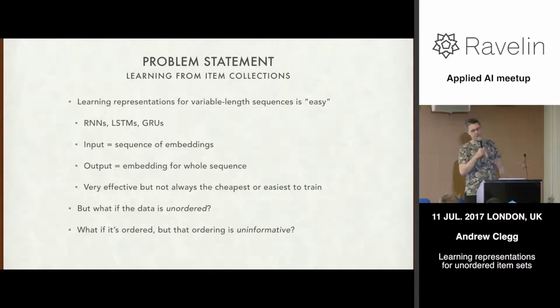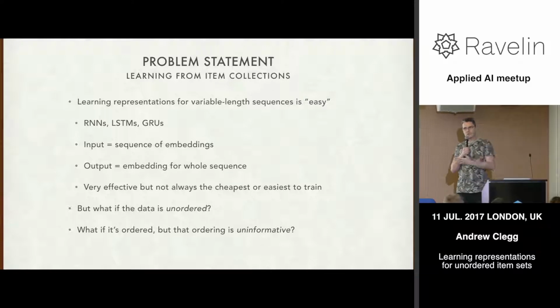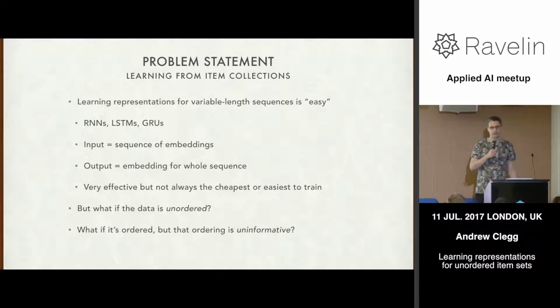So if you do have ordered collections, lists or sequences of some sort, there are pretty well understood, effective ways of putting those together to get higher level representations. So recurrent neural networks, or their more sophisticated offspring, like long short-term memory networks or gated recurrent units. The input for those will usually be a sequence of item embeddings, and the output might be an embedding for the whole sequence. They're very effective at these kind of sequence learning tasks, but they might not always be the cheapest or the easiest things to train.